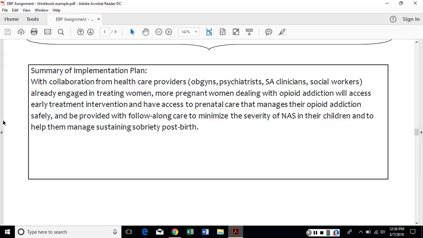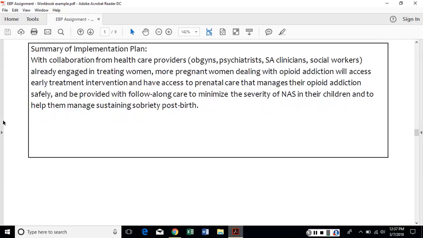What's the most effective treatment for pregnant women with opiate addictions? Providing them with early treatment and follow-up care after the baby's born, essentially. And I came to that conclusion based on the evidence, based on my professional judgment, based on the personal values and the social considerations. So, one paragraph that summarizes everything you found.